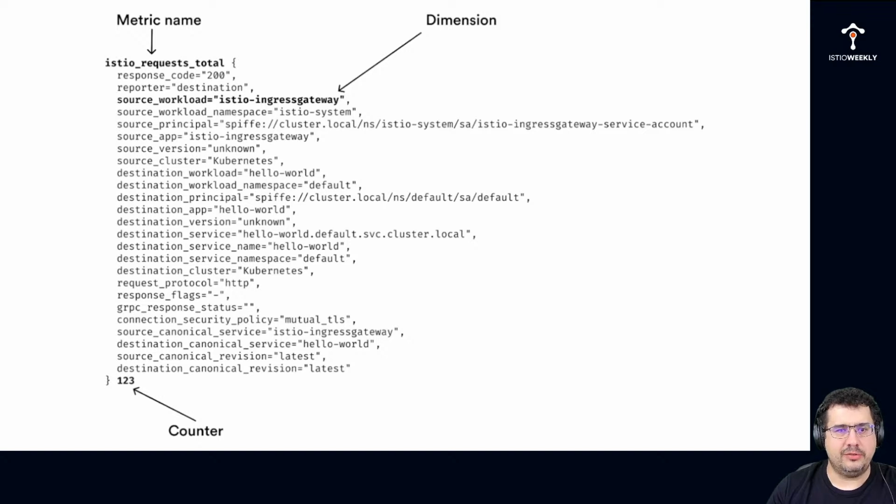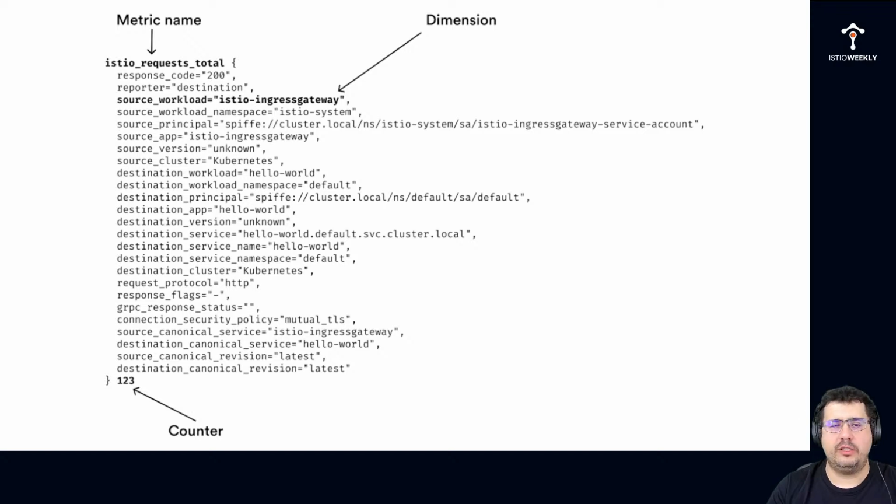Now, in addition to the metric name and the metric type, which is counter, each metric can also have 0 or more dimensions. These dimensions are key value pairs, and they get collected together with the metric. So this metric on the slide has, let's say, the response code 200. That's a dimension that has a value of 200. There's also the source workload with a specific value, source app dimensions, and so on. By default, all these dimensions will be included in this istio_requests_total metric.